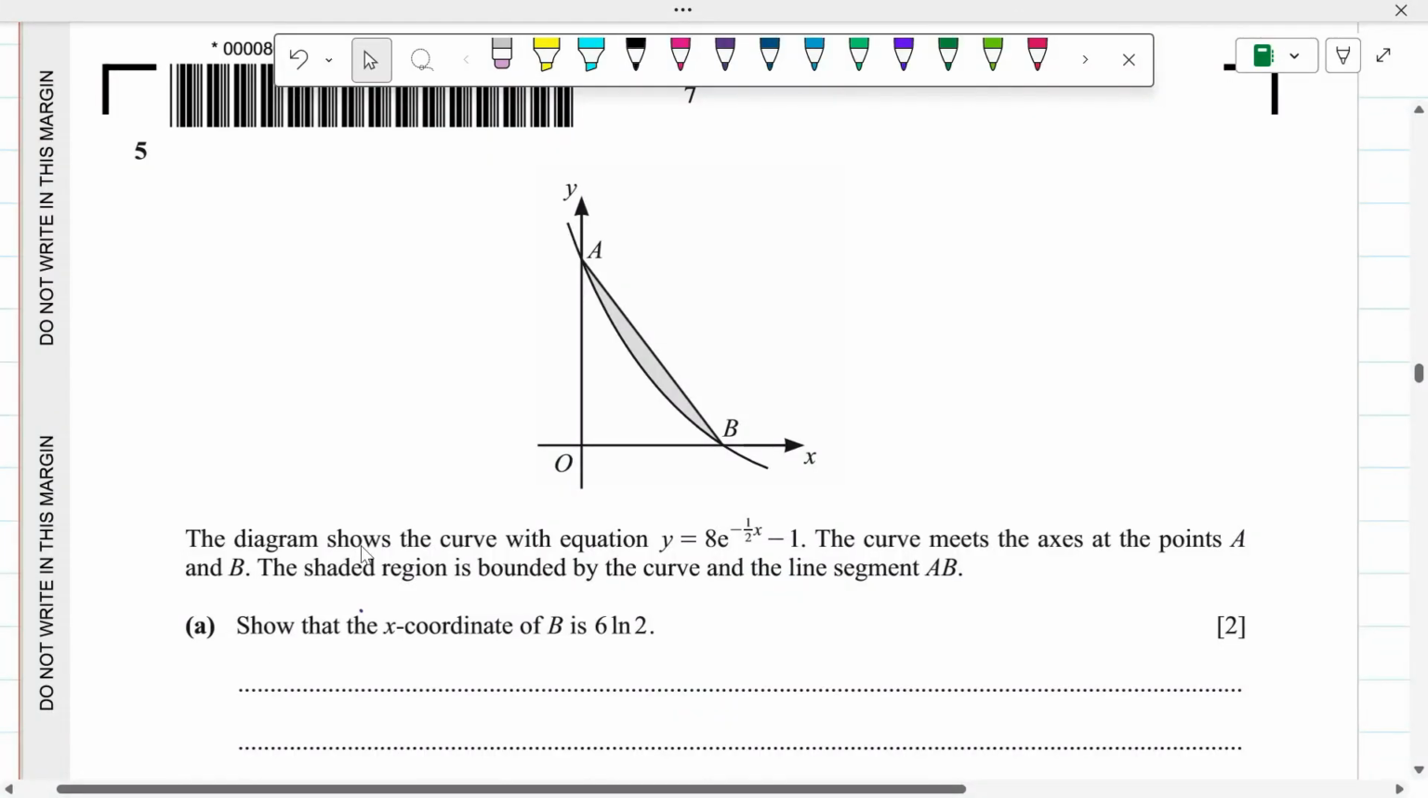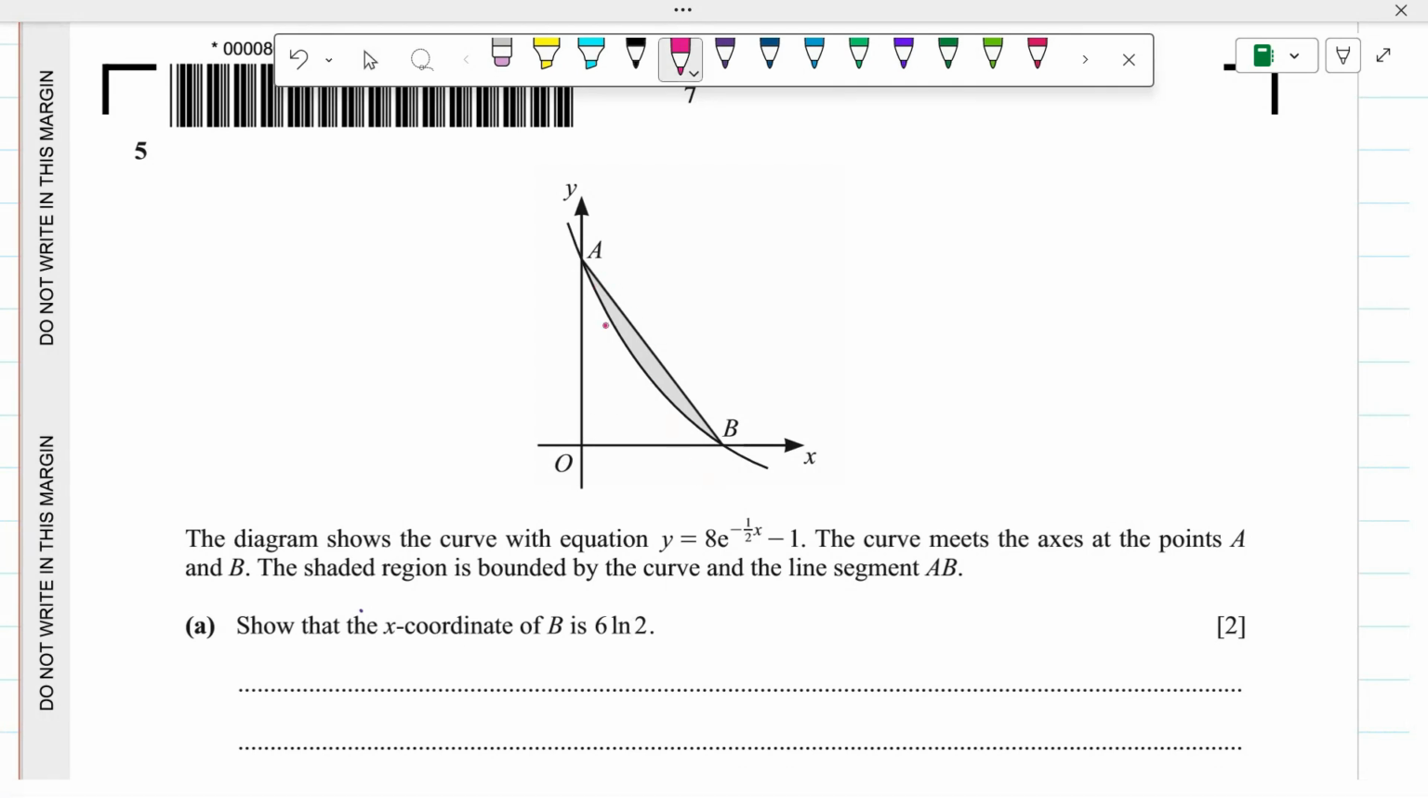Quick question number 5. The diagram shows the curve with equation y equals 8e^(-x/2) minus 1. The curve meets the x-axis at the points A and B. The shaded region is bounded by the curve and the line segment AB. Show that the x coordinate of B is 6 ln 2.